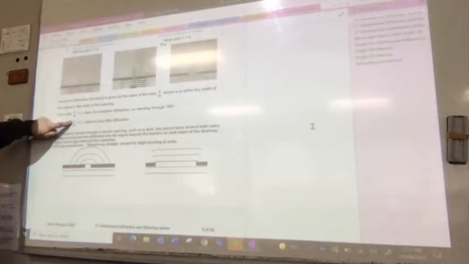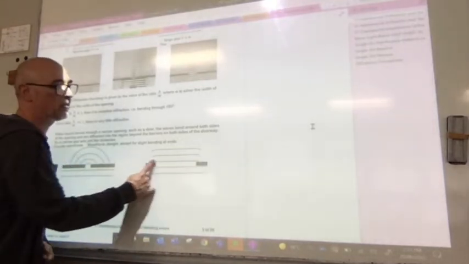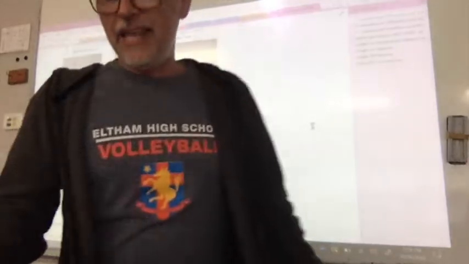In other words, if the wavelength is really, really small and the opening is really, really wide, you get very, very little diffraction. So if you think about it for a second, it does kind of make sense if you're trying to picture it. All right? So that's diffraction.